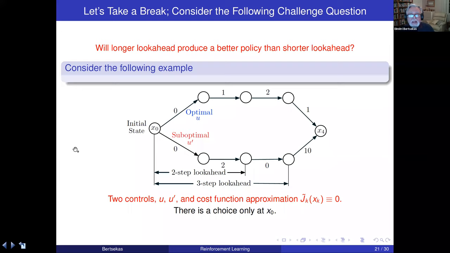So now, instead of an optimal calculation, let's consider multi-step look ahead with cost function approximation J tilde equal to zero. We are free to use whatever J tilde we want, right? So we're going to choose it to be zero. As I said, there's a choice only at x0. And I want you to consider two-step look ahead and three-step look ahead with this cost function approximation and see what happens.